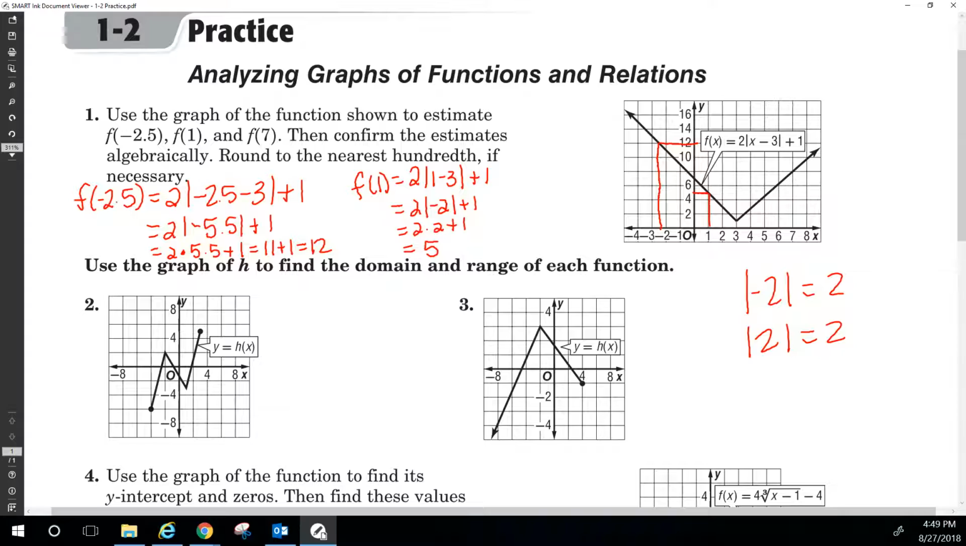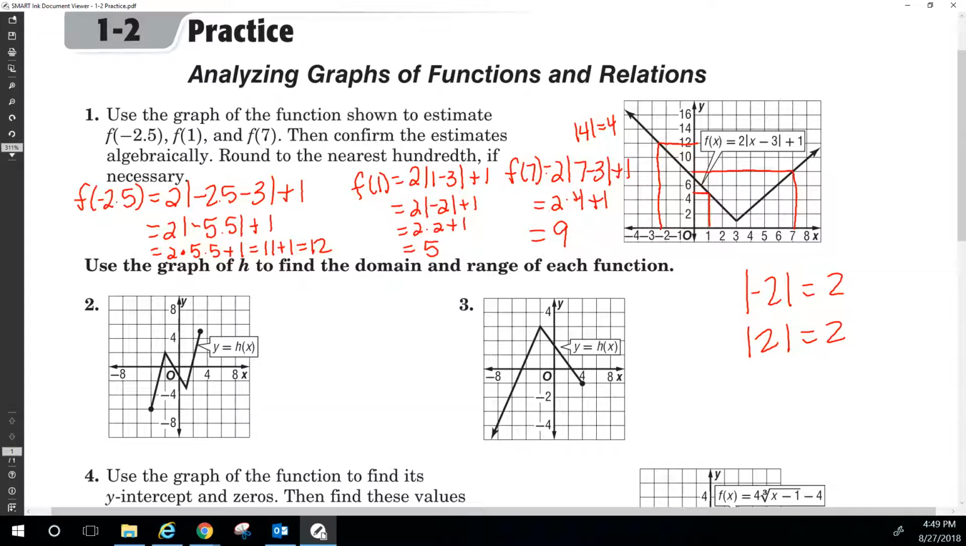At 7, we think 7 is what, here, an 8. And we'll verify that by doing f of 7, which is 2 times the absolute value of 7 minus 3, plus 1. 7 minus 3 is 4. The absolute value of 4 is 4. So 2 times 4 plus 1, 8 plus 1 would be 9. Oops, 9. So we're a little off on that one.